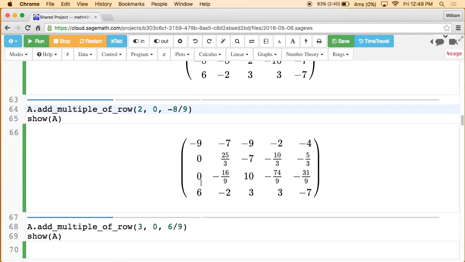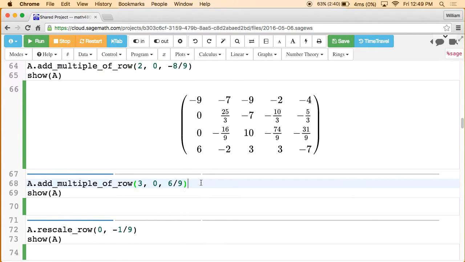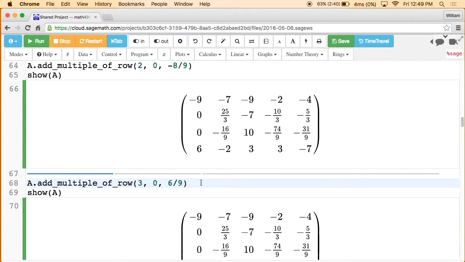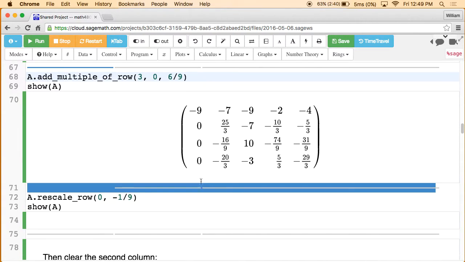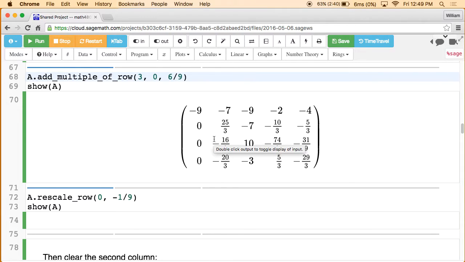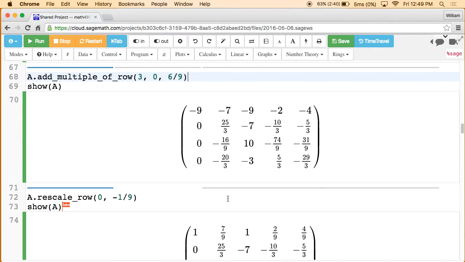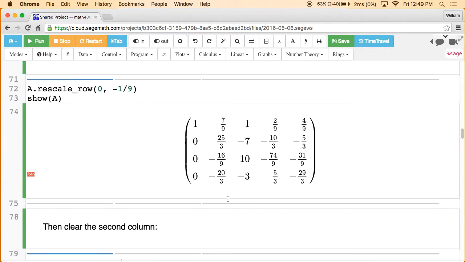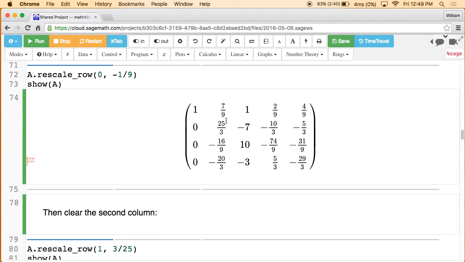See, I'm just clearing the rows. And now I'll add 6/9 times row 0 to row 3, and this is what I get. So I'm doing the standard Gauss elimination algorithm. The point I want to make is just that the numbers are starting to look ugly and painful. So we just rescale the first entry to be 1. That's the first clearing of the first column.